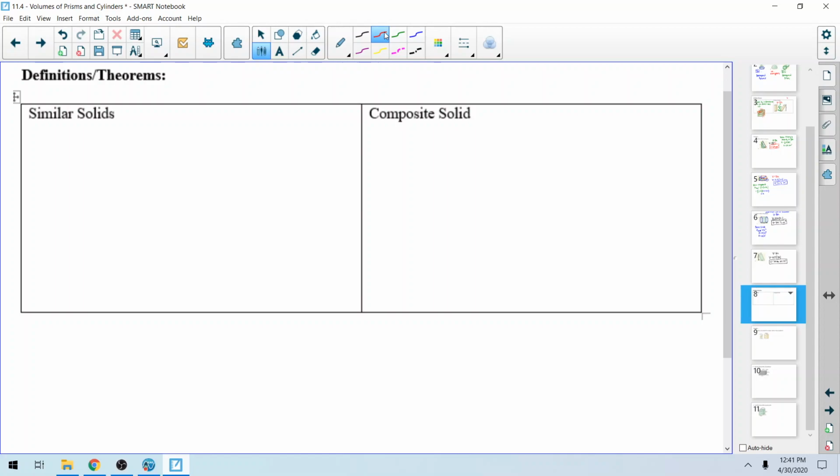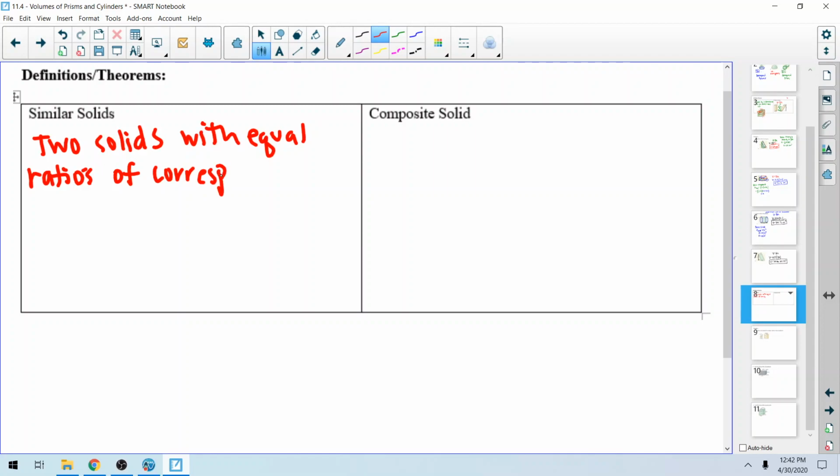So the definition when we're dealing with solids versus just figures is: two solids with equal ratios of corresponding side lengths. And of course, the ratio of corresponding side lengths is called your scale factor.